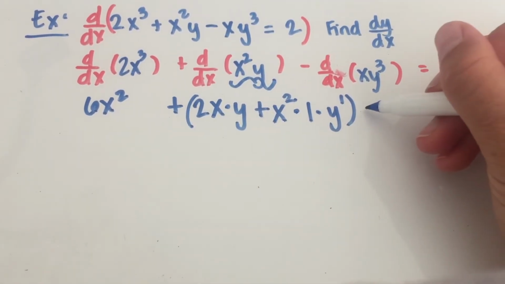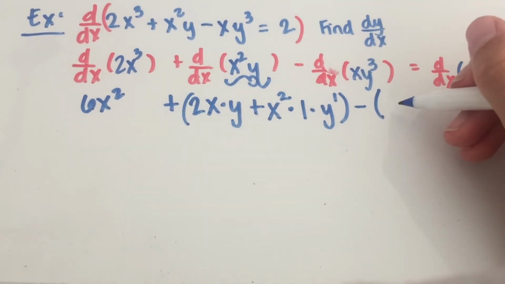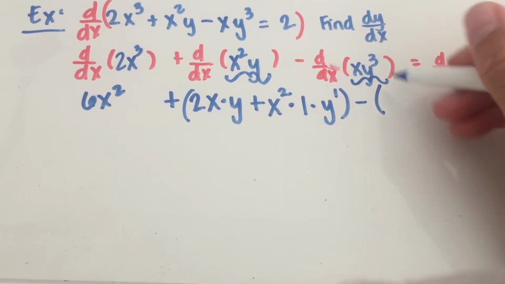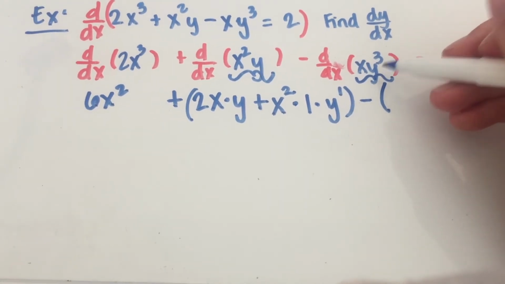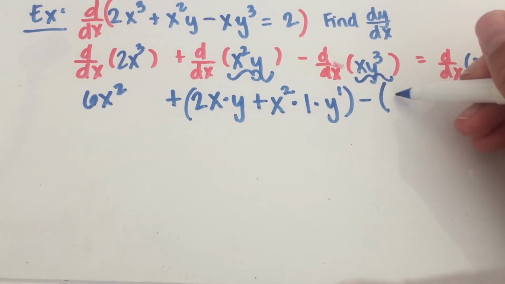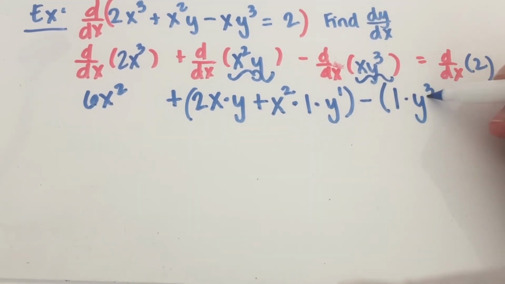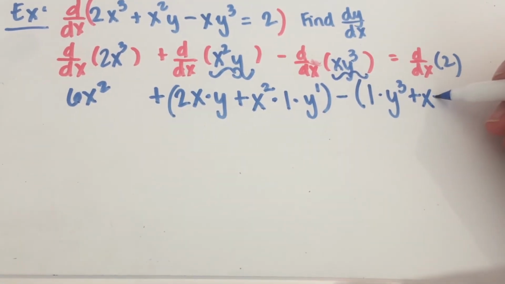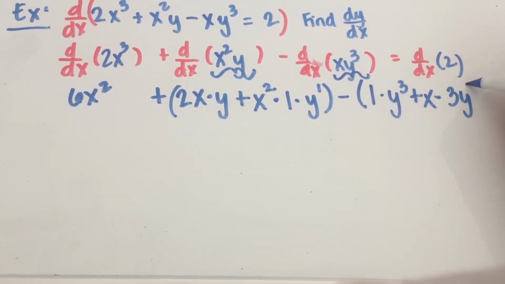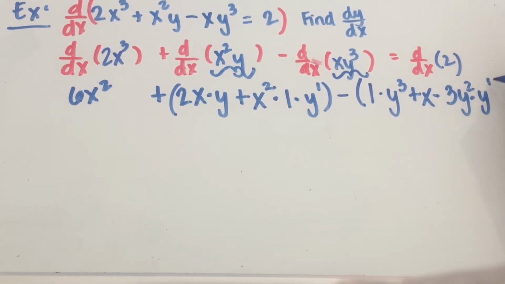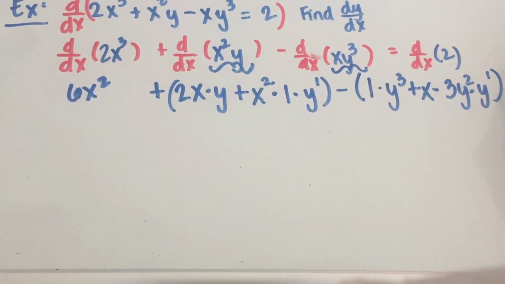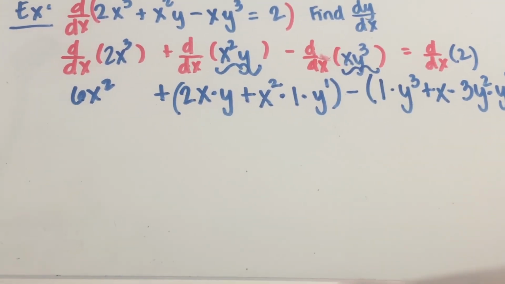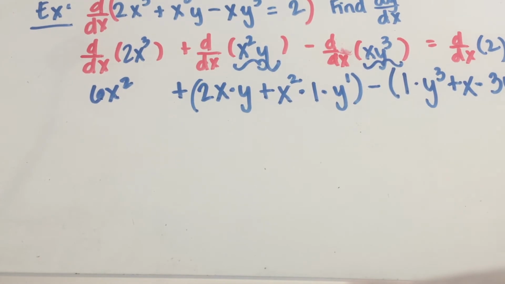Now we do minus, and once again we have the product rule for this one. So we'll get 1 times y cubed, and then plus x times the derivative of y cubed, which is 3y squared, and then we have to multiply by y prime. Every time we see a y term, we're going to have to multiply it by y prime, even after we take the derivative of that term. And then this will all equal 0.